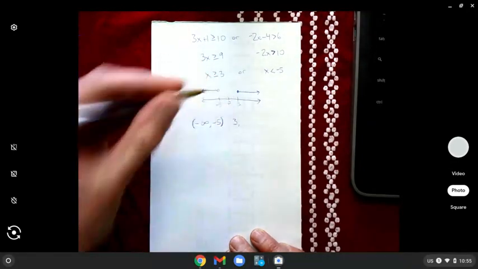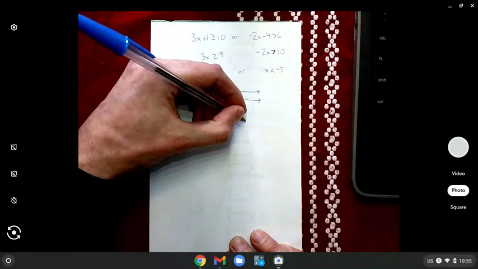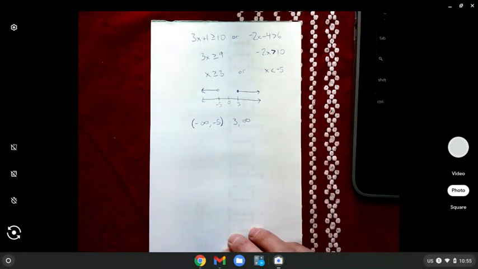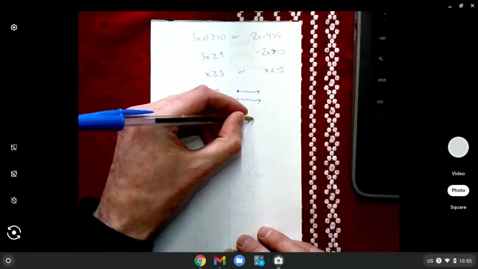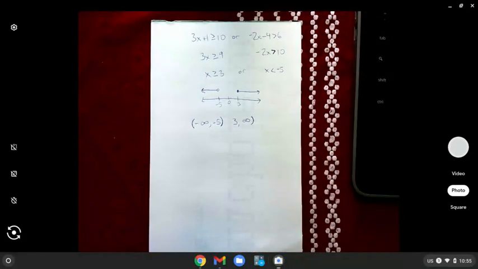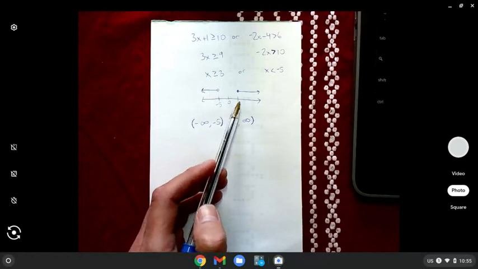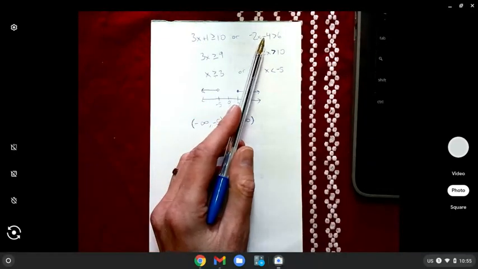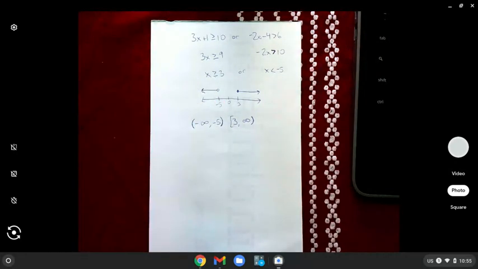And again, going from left to right, it just keeps on going up through infinity. So I'm again going to put infinity. This would be a positive infinity. Infinity is not a number, so I'm going to have a parenthesis there. You will always have a parenthesis for infinity or negative infinity because they're not numbers, and it can never equal infinity or negative infinity. 3, it could equal 3 and work for this set of inequalities here, this compound inequality. So I'm going to put a closed bracket.